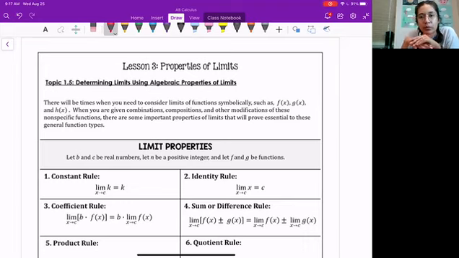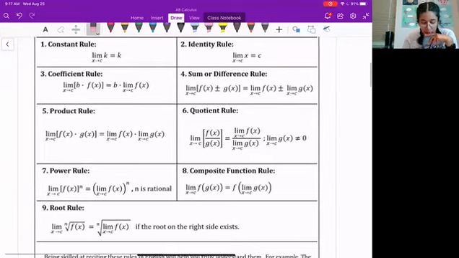Today the limits we're going to be looking at are a little bit more interesting than that. You'll see what I mean when we get to the examples in a second. But before we get to those examples, there are 9 important properties of limits that we're going to be able to apply from here on out pretty much every day going forward.